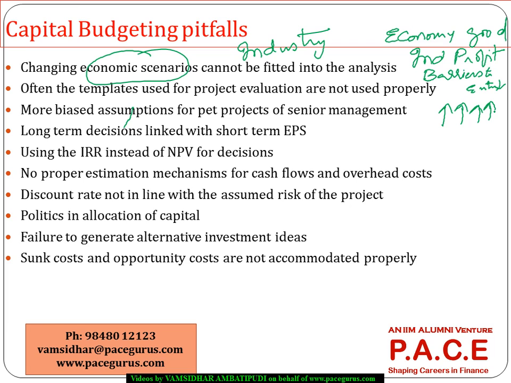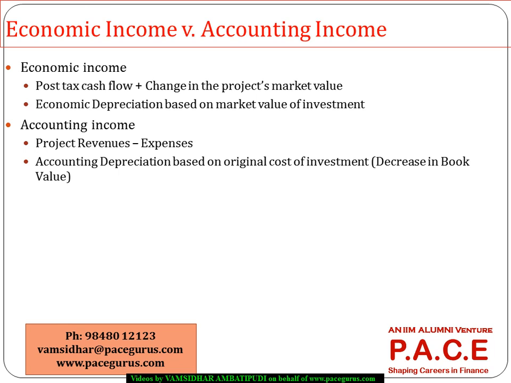Now, the other important concept that is worth looking at in this context is the difference between economic income versus accounting income. Accounting income is nothing but, we look at it from the perspective of net income, which is nothing but revenues minus expenses. Of all expenses, it could include even the interest, taxes, everything, and even the depreciation. It is based on the original cost of the investment. So it's basically book value based.